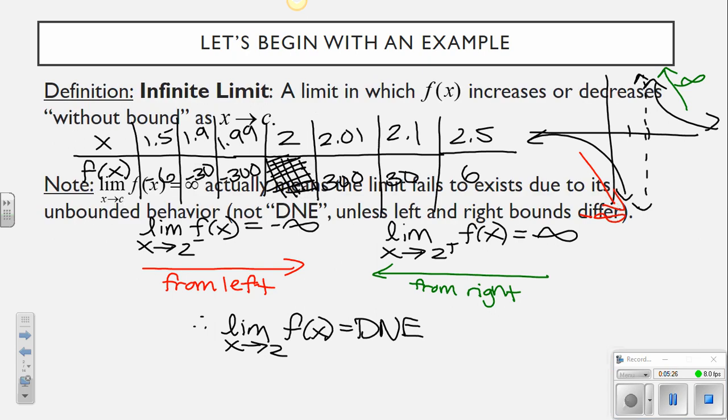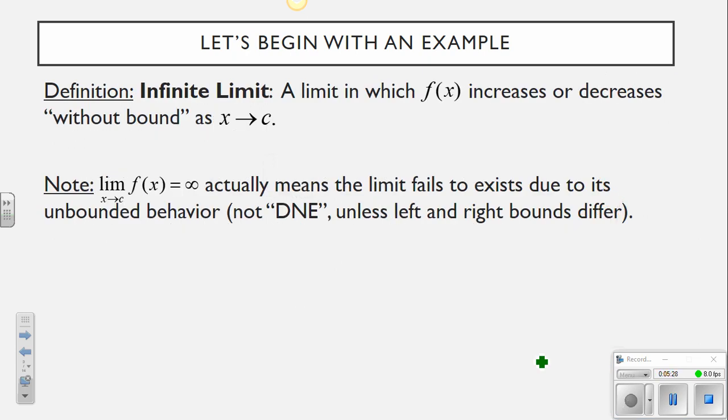All right, so let's take a look at this definition here. You need to make sure you jot down this definition. It says an infinite limit is a limit in which f of x increases or decreases, quote unquote, without bound as x approaches c.